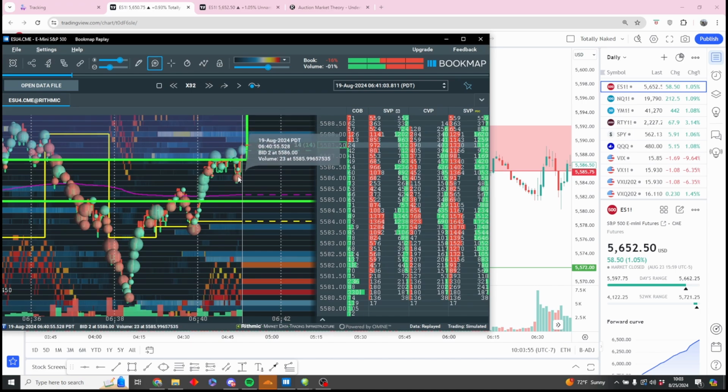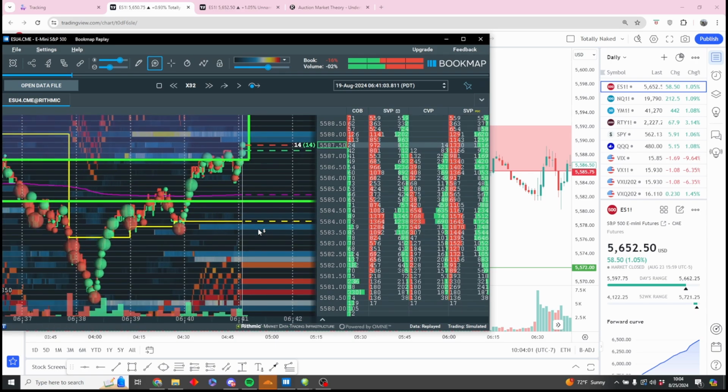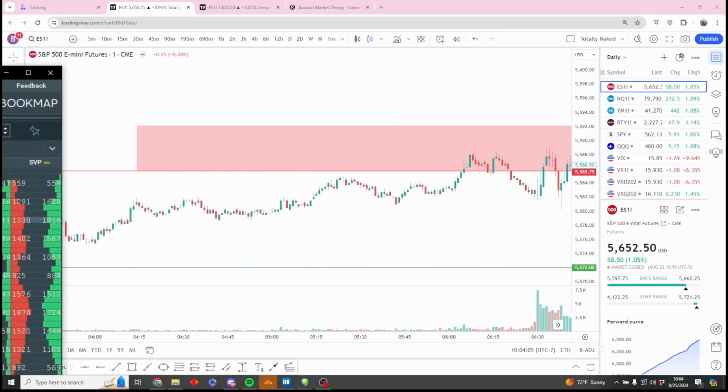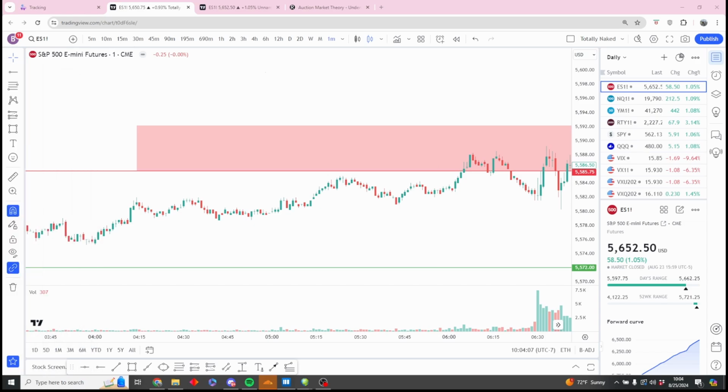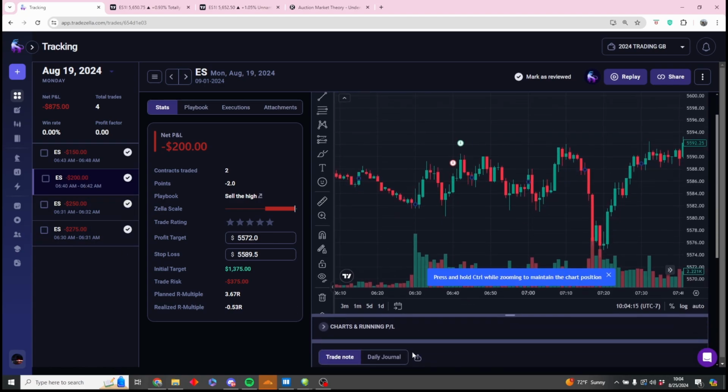or lacks continuation and it's not moving in my favor, I like to take it off early to get a better entry. And I wouldn't normally recommend this, but based off of my journal, the best trades work out for me right away. So that original risk on that was 375, but I ended up taking it off for a 2-point loss.